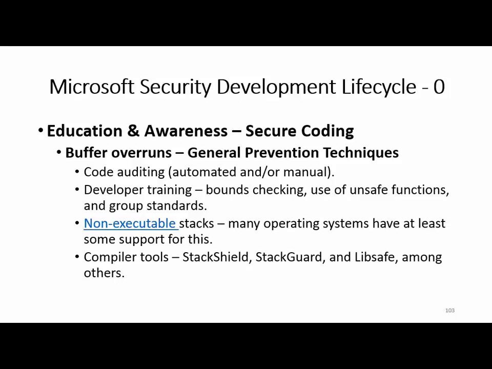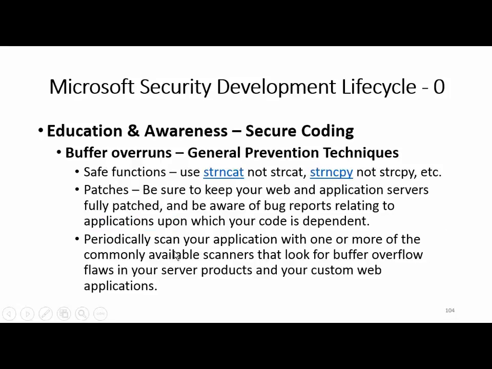So how do you try to prevent it? Well, you want to look at your code. You run a combination of automated tools and manual tools, because some are designed to flag code that could potentially come up with buffer overflow errors. You train developers. You have non-executable stacks, and there's a hyperlink here if you're interested in more on that. Again, you use some of the compiler tools. You use the safe functions.